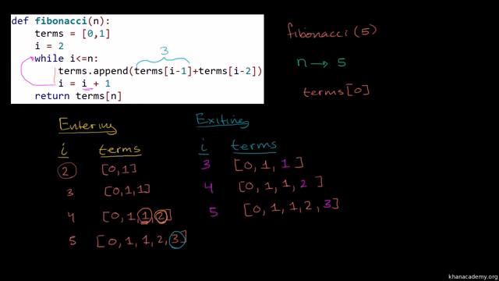And then we have I minus 2. I is 5 now. 5 minus 2 is 3. The third term in terms, 0, 1, 2, 3, is this over here. So this over here is 2. So you evaluate this. You'll notice we're just adding the last 2 terms that we had so far. This is how we build our Fibonacci sequence. And so 3 plus 2 is 5. So we're going to append a 5 to the end of terms. So terms is going to be 0, 1, 1, 2, 3, and then we are going to append a 5 to it.